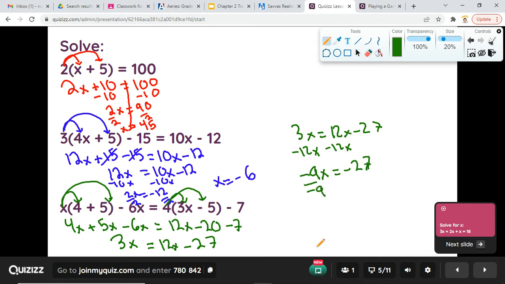Now when I divide by negative 9, I'm going to get x is equal to 27 divided by 9 is 3, and this should be a positive 3 since both of those numbers were negative. So for that big, long equation there, x times 4 plus 5 minus 6x is equal to 4 times 3x minus 5 minus 7, we get the answer x is equal to positive 3.